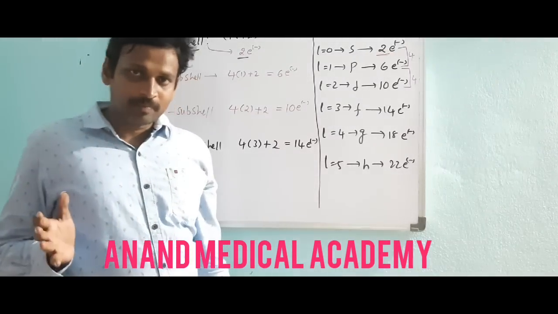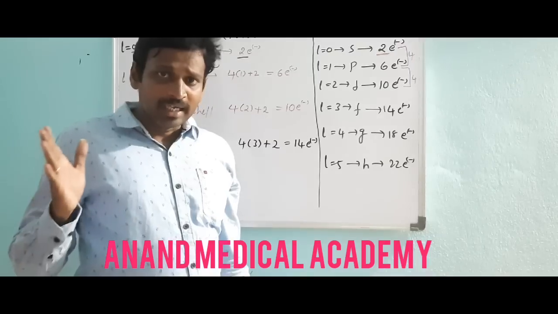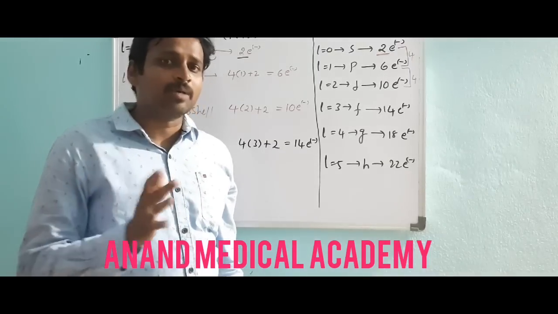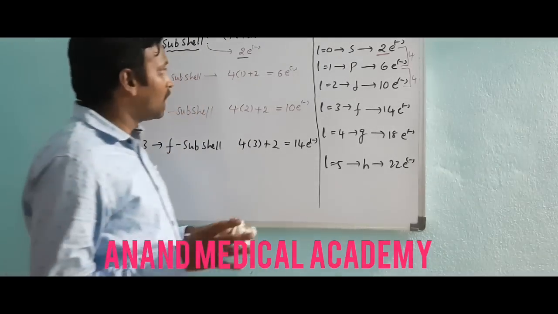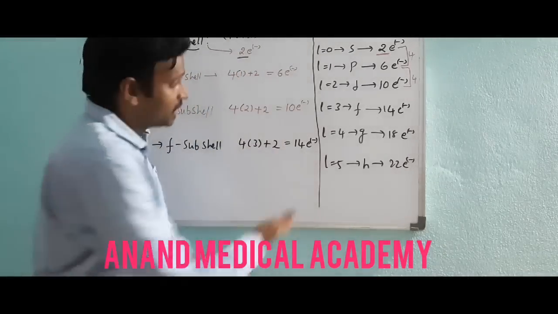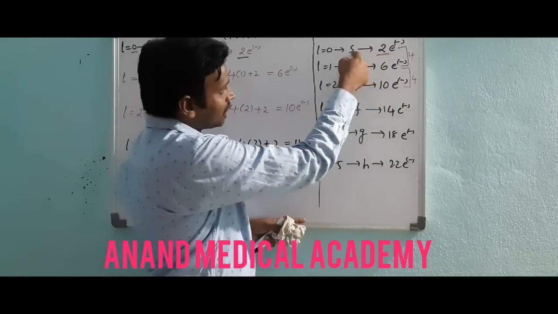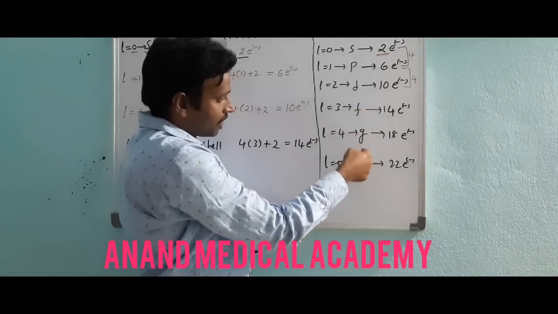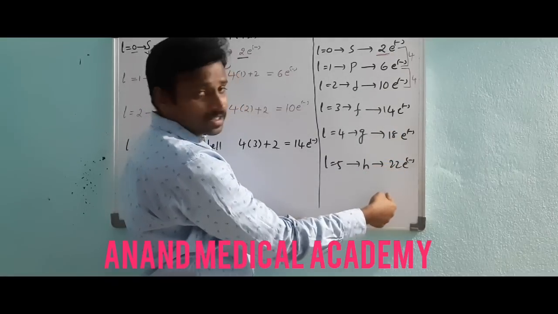In a shell, shell means K, L, M, N, O, P. In a shell, how many subshells are present? That you understood, I think. And how many electrons are present in a subshell? I will give you one trick. So the subshells are these, and in the subshells these many electrons are present.